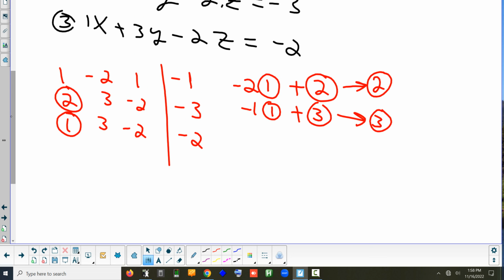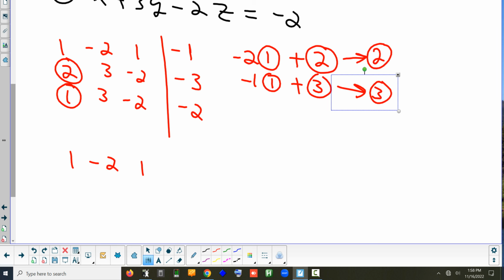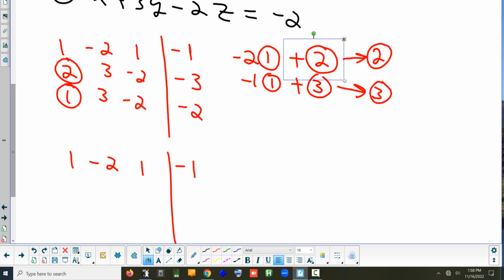The top row, once you get a 1 in the upper left, it never changes for the entire row. So I'm going to copy the top row down right away. We're not storing anything in row 1. We're replacing row 2 and 3, not 1. So 1, -2, 1, -1. Now we'll go through each calculation one at a time. Negative 2 times the first plus the second. So we have to do that for every number.